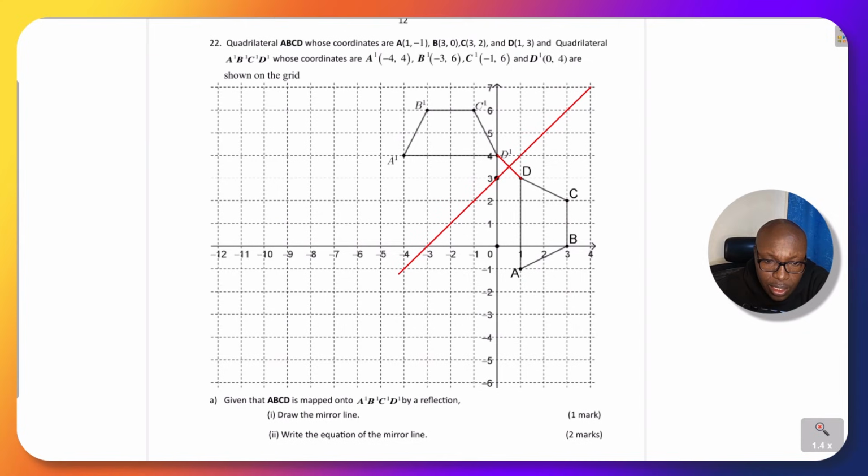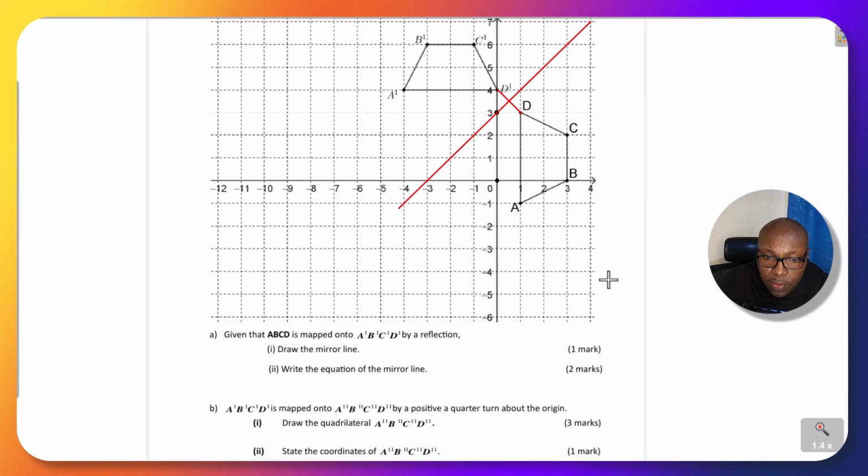That is one mark. Then write the equation of the mirror line. So write the equation of this line. So how do you get the equation of a straight line? You simply need to identify any 2 points on that line. I will choose negative 3, 0. I can choose that, negative 3, 0. And then another point is 0, 3. Any 2 points that lie on that line. So I've taken these. This is 0, 3 and negative 3, 0.